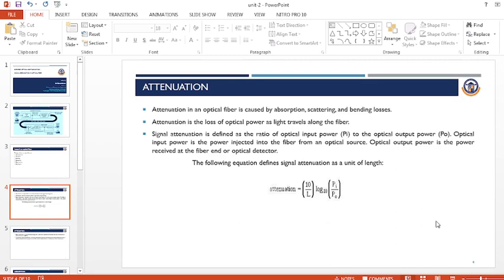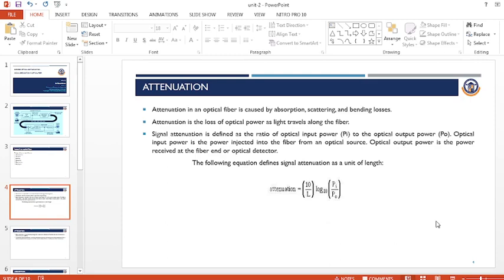Here, signal attenuation. What is meant by signal attenuation? It is a ratio of optical input power to the optical output power, that is, input power by output power. Optical input power is the power of the optical signal injected at the transmission side. Optical output power is the power received at the fiber end or at the detector end.